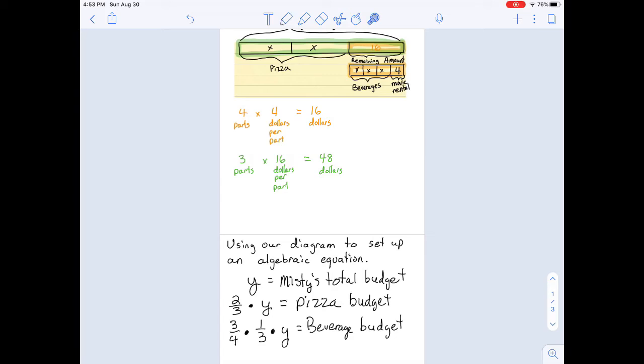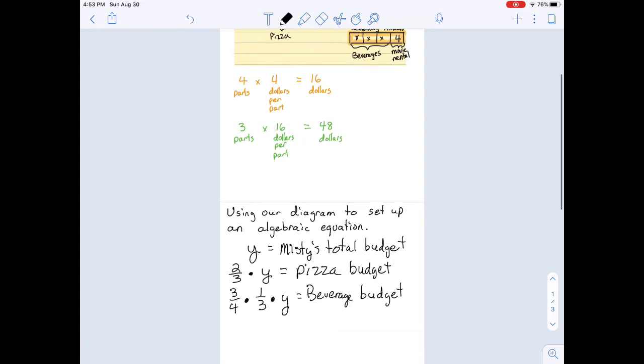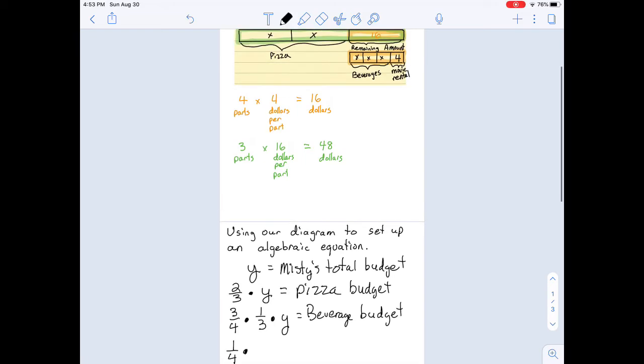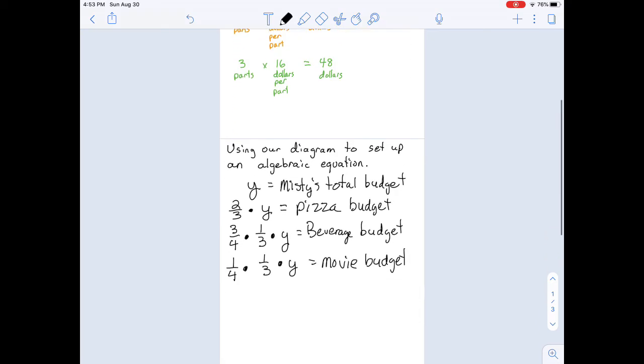Now let's look at the movie rental. The movie rental is 1/4 of the remaining amount. The remaining amount is 1/3 of the total budget. So my movie rental is going to be 1/4 of the remaining amount. The remaining amount is 1/3 of the total budget, and that's my movie budget. And I know that my movie rental was $4.